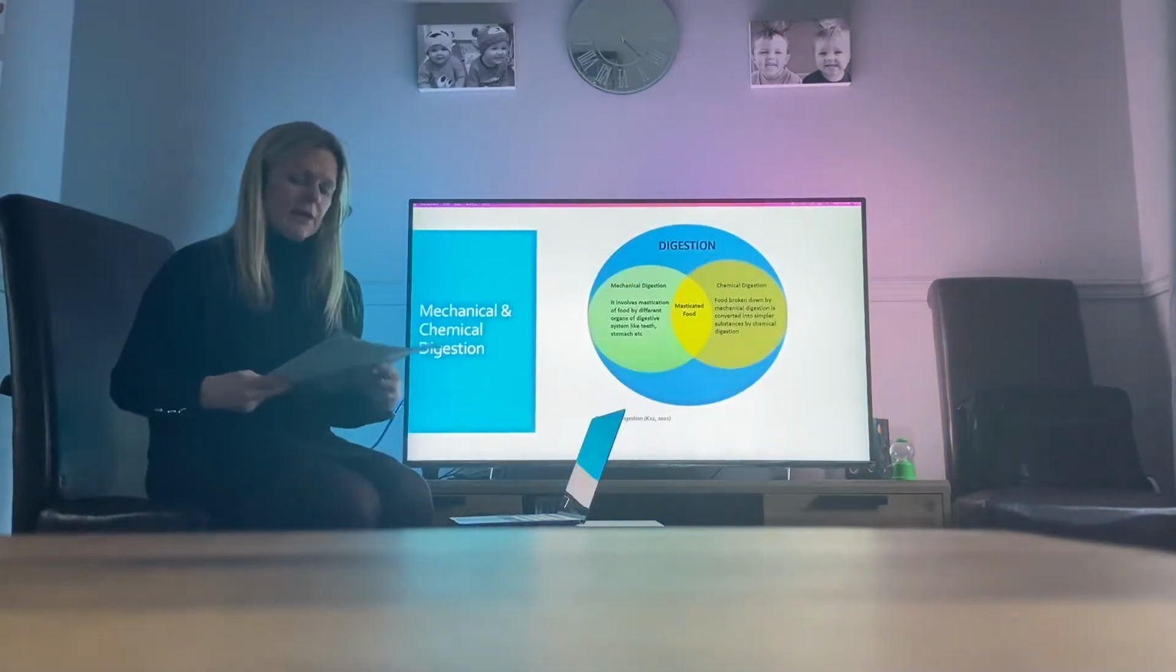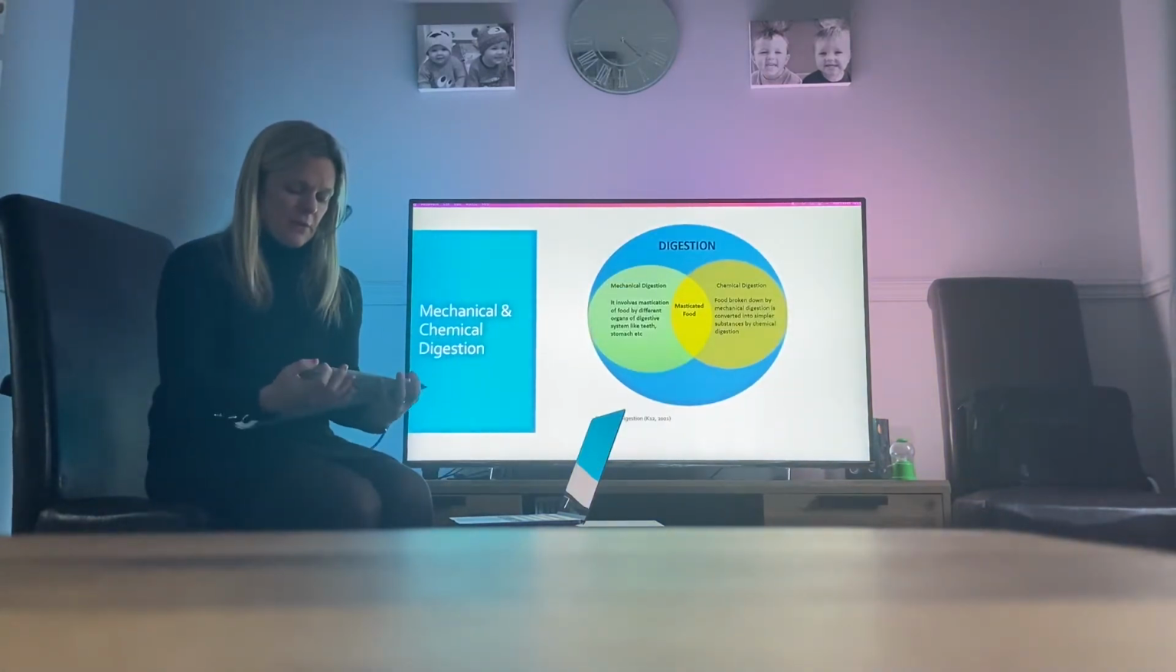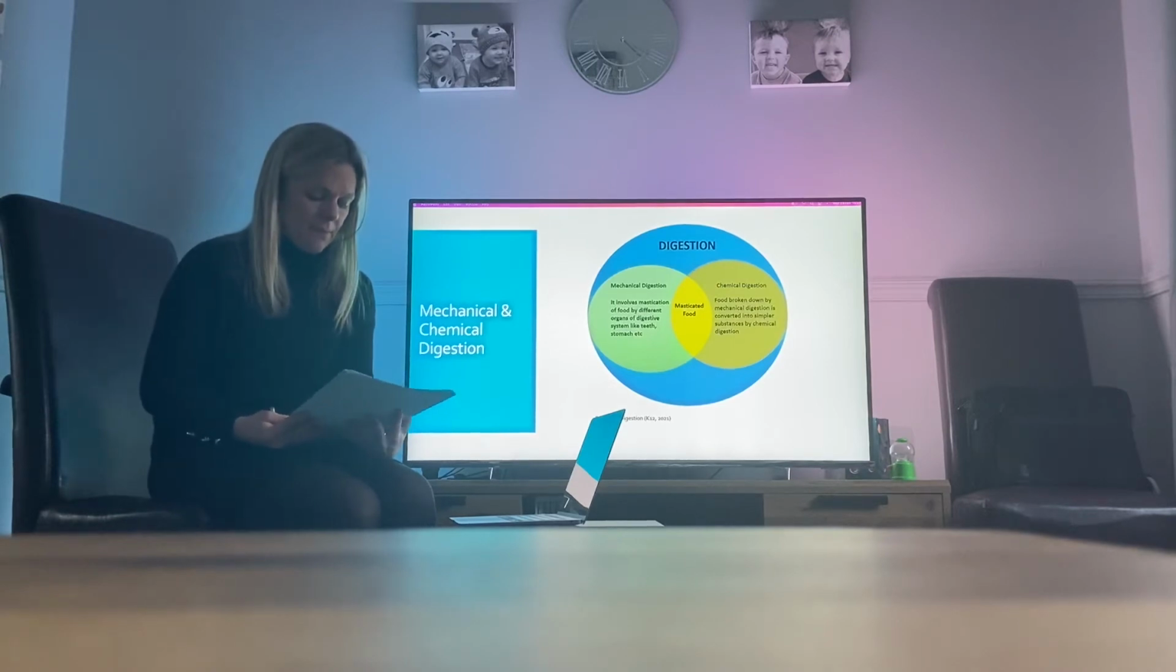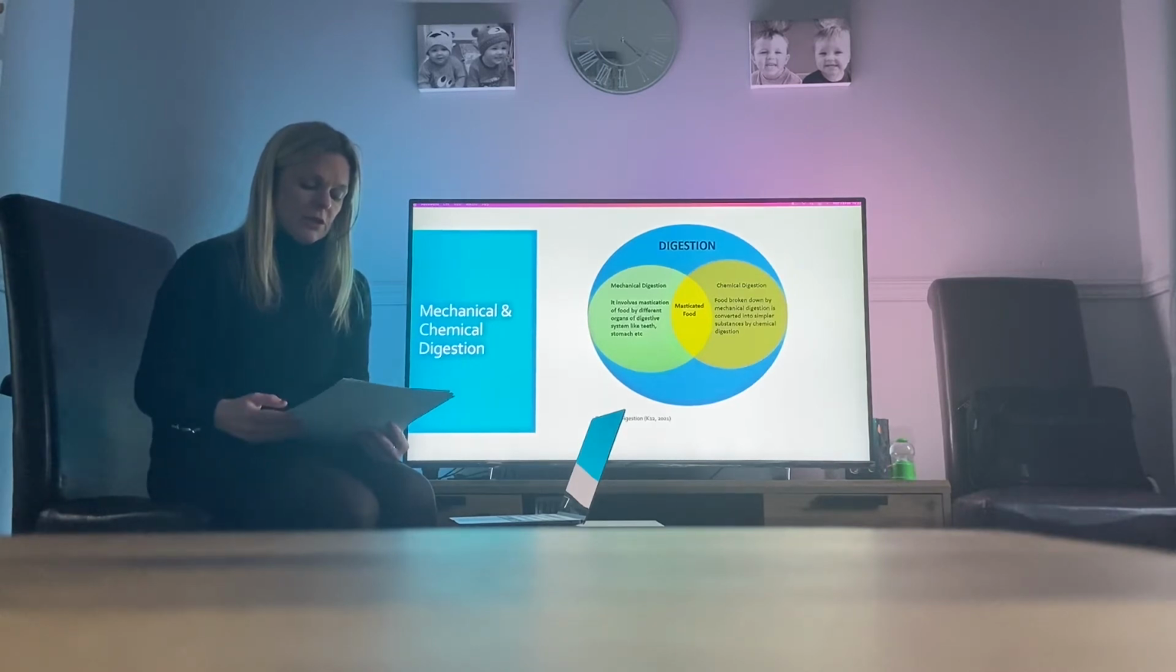Now to look at mechanical and chemical digestion. Both begin in the mouth. Chemical and mechanical digestion are the 2 methods your body uses to break down foods. Mechanical digestion involves physical movement to make food smaller, whereas chemical digestion uses enzymes to break down food.